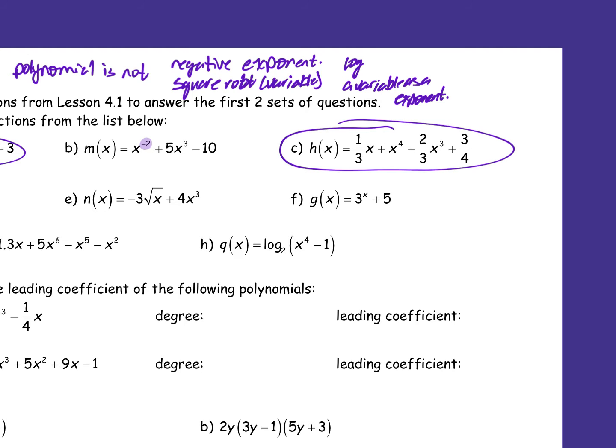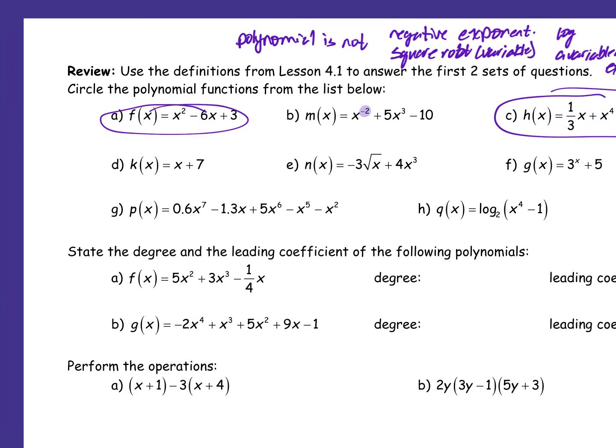C? Yes, good, it is. Doesn't matter what the numbers are, as long as my exponents are all positive whole numbers. So C is good. D? No. Why? Because it's just x plus 1. So what's my exponent on the x? It's 1, because it's a positive whole number. Yeah, good. What about E?